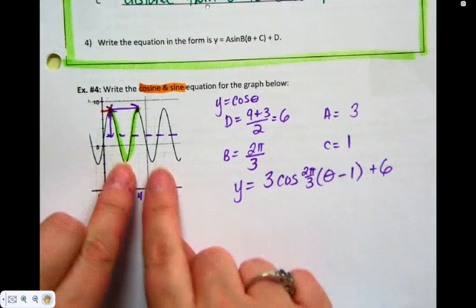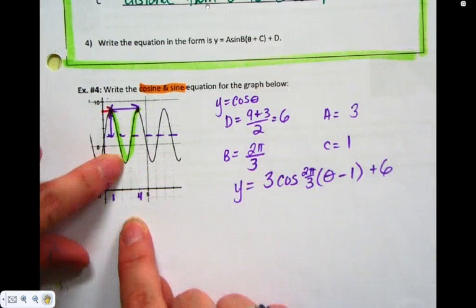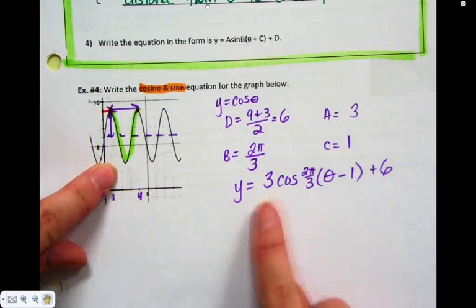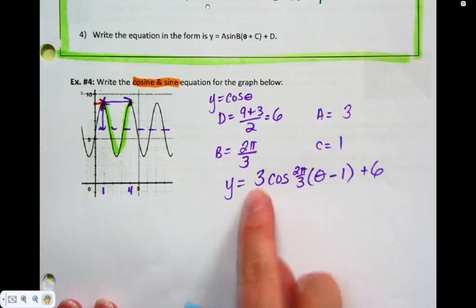Negative cos, then you would go min to min, so your C value would be over here, which looks to be about 2. The A, the B, the D would all be the same. It's just the C value would be different, and you would have a negative out front.